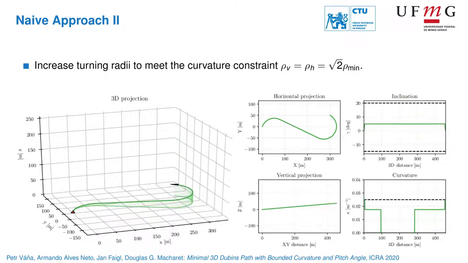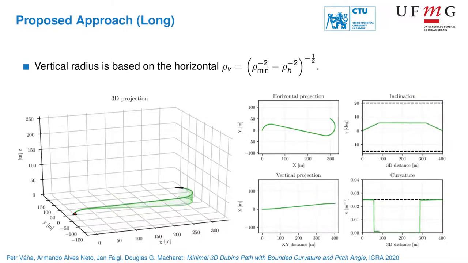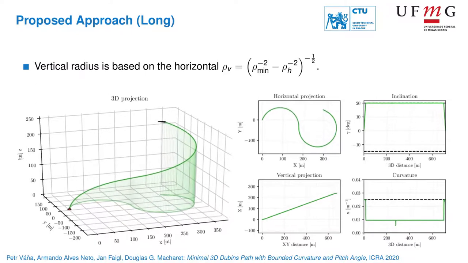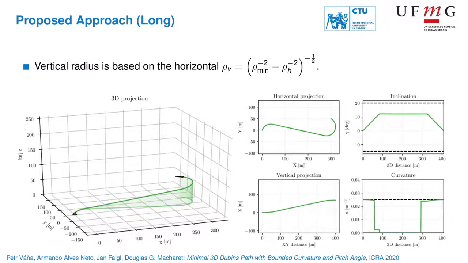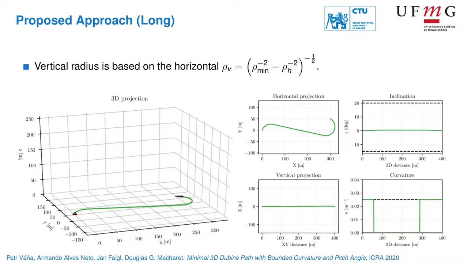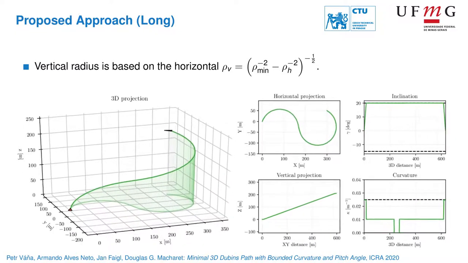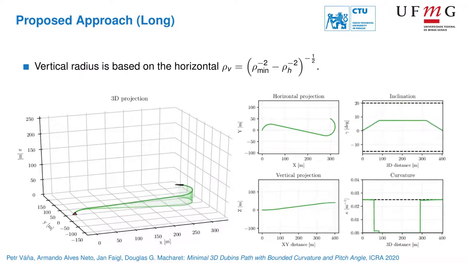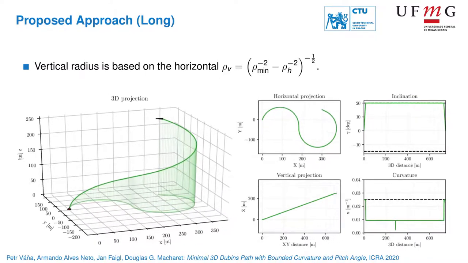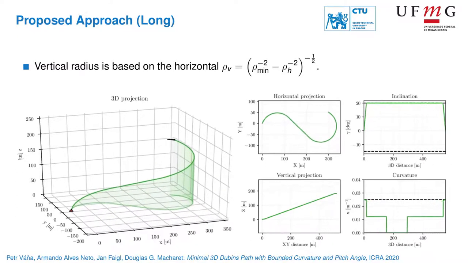Therefore, we propose to optimize the turning radii such that the overall path length is minimized. In the proposed method, the vertical turning radius is determined based on the horizontal radius. Thus, the problem is reduced to a single variable optimization of the horizontal radius. Here, we need to find a feasible solution first, and thus the horizontal radius is iteratively increased until the path is long enough for the vertical part to gain the requested altitude. Once a feasible radius is found, it's further optimized locally to minimize the total path length. Usually, it converges to the minimum feasible value of the horizontal radius.